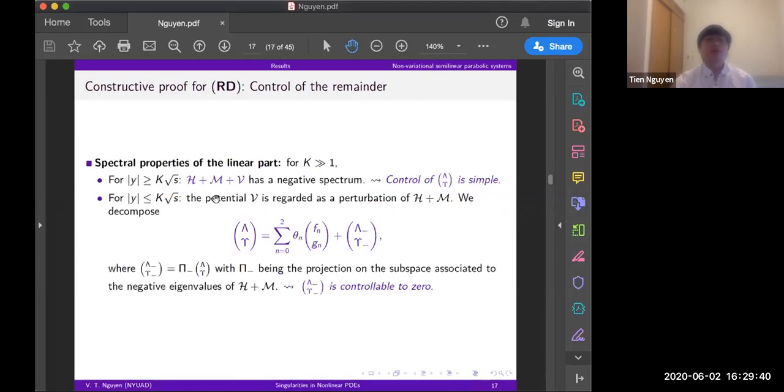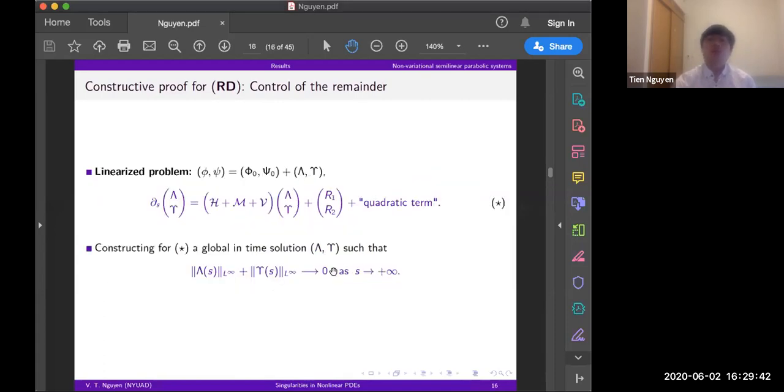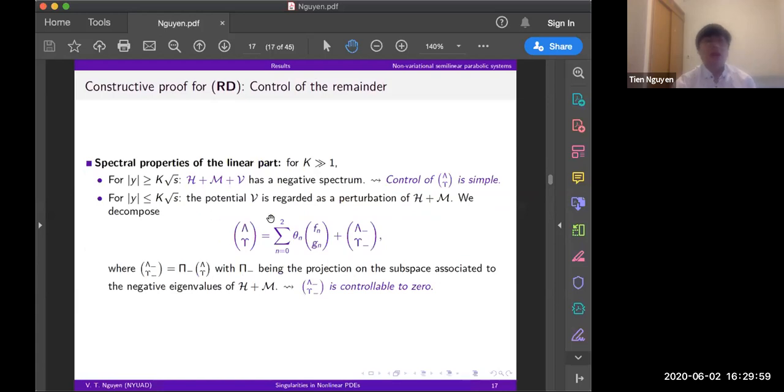Okay, because the solution will go to zero when s goes to infinity, the effect of the nonlinearity of the quadratic term can be negligible. So it means that the linear part will play an important role to control the remainder. So we have two observations.